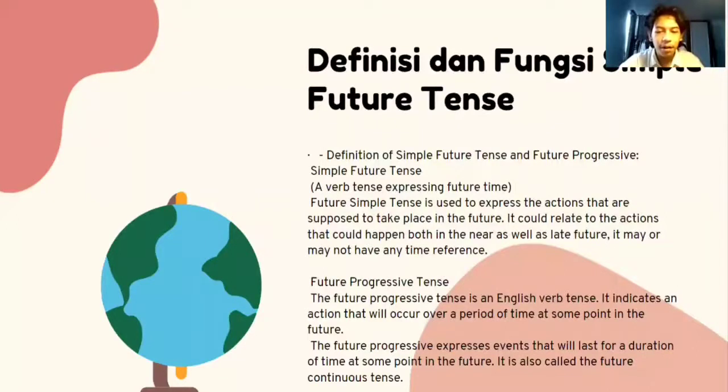Future progressive tense. The future progressive tense is an English verb tense. It indicates an action that will occur over a period of time at some point in the future. The future progressive expresses events that will last for a duration of time at some point in the future. It is also called the future continuous tense.